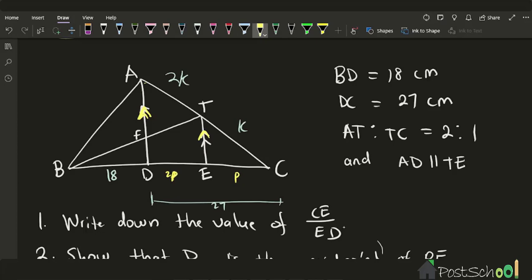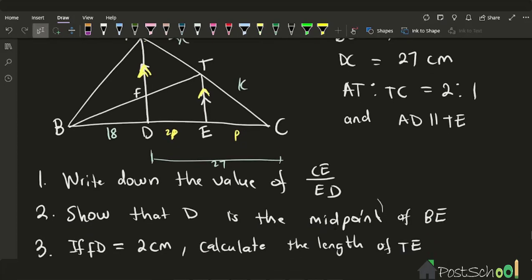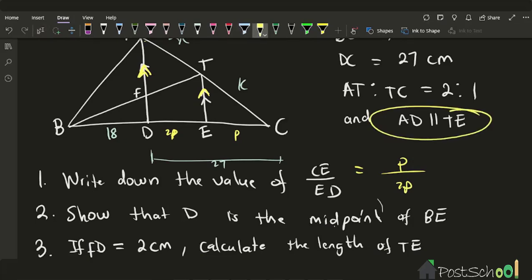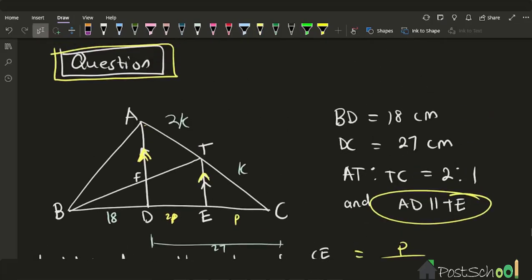Okay, let me do it that way. So now you can say CE is P and ED is 2P. Because of these parallel lines, you can take the information across. If this to this is 1/2, now this to this should be 1/2. It should be like that.